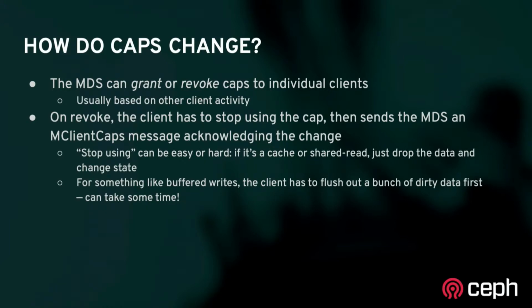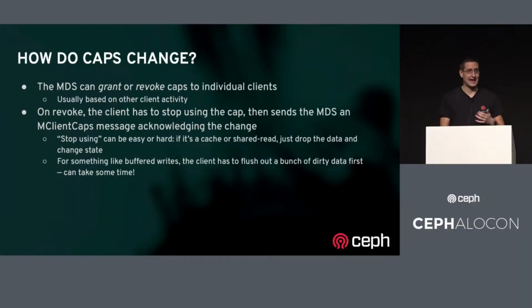When a client gets a revoke, the client has to stop using the cap, which is the client's responsibility, and then it needs to send the MDS a message acknowledging the change affirmatively. The MDS doesn't just get to assume I sent the message and so the client must be done now. It has to wait to get an answer back, because without that affirmative piece of knowledge transfer, maybe the client never got the cap change to begin with and is still continuing to serve reads locally or something.